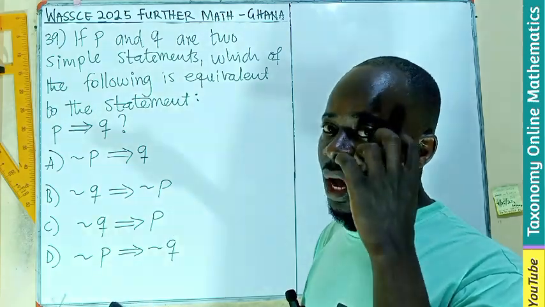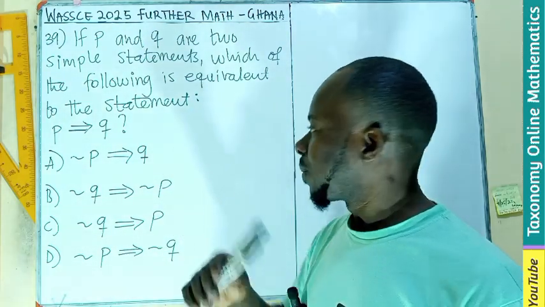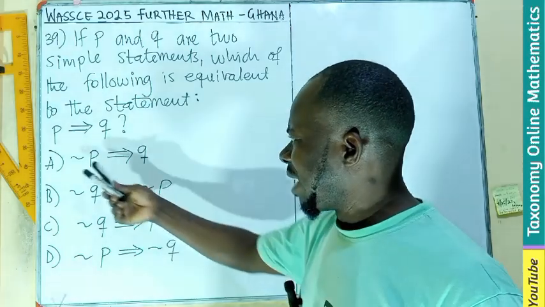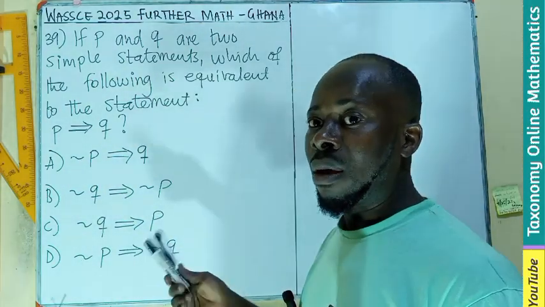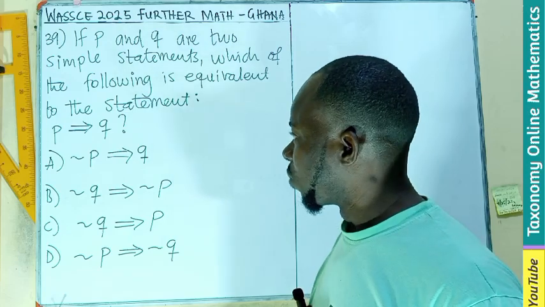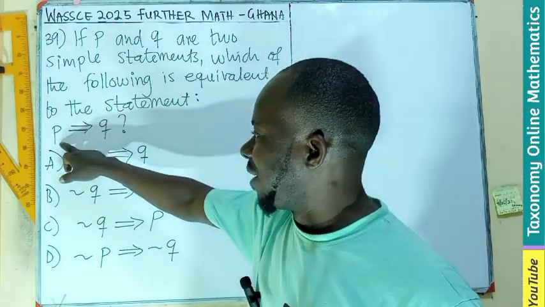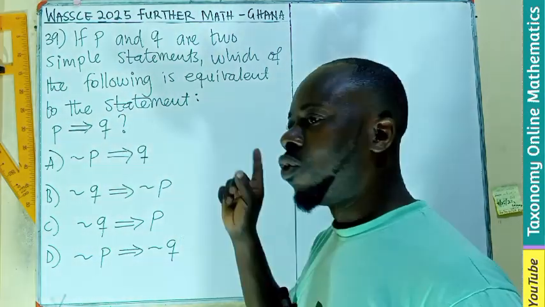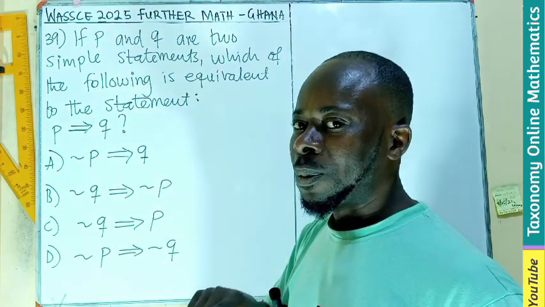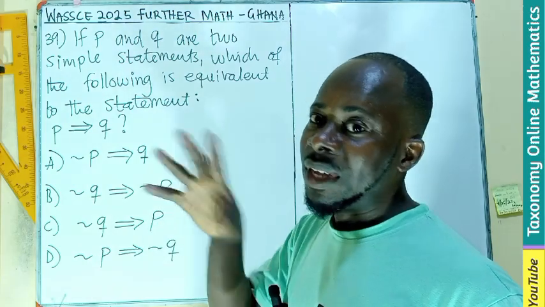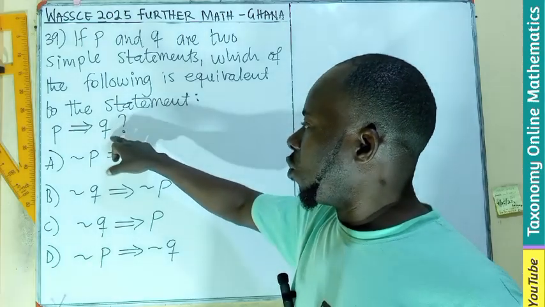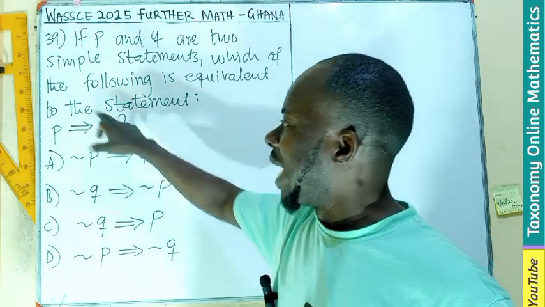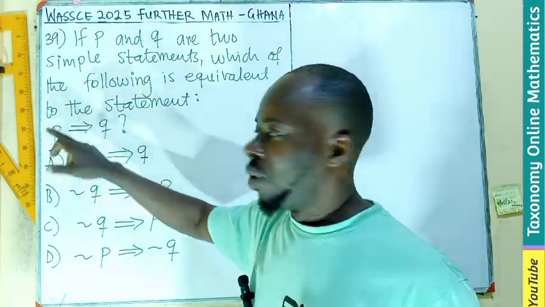You're looking for equivalence. But you can see there are other options, like negation, and the contrapositive statement. So here, if P is true, then Q is true. To find the contrapositive statement, which is equivalent to this, it means that if Q is not true, then P is not true.